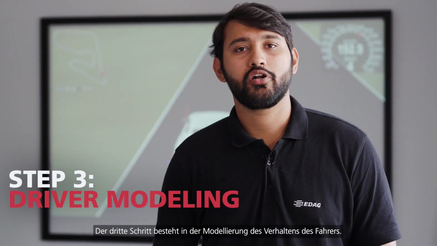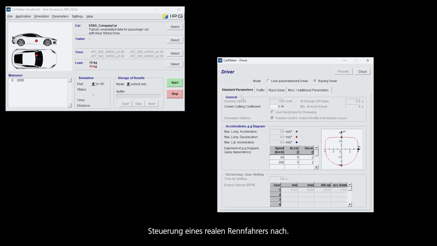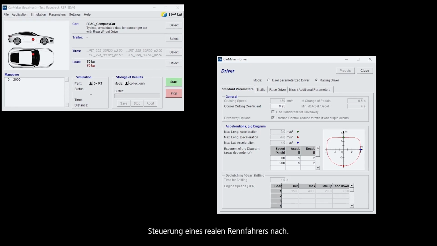The third step is modeling the behavior of the driver. The driver model takes the ideal racing line, mimicking the performance of a real racing driver.